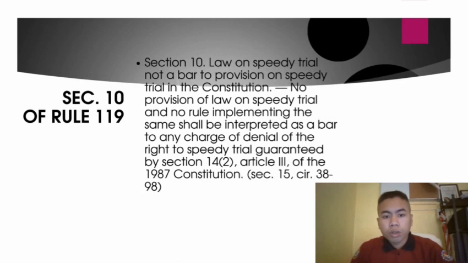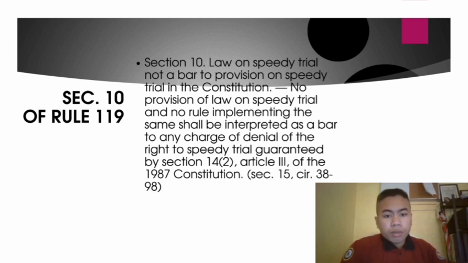No provision of law on speedy trial and no rule implementing the same shall be interpreted as a bar to any charge of denial of the right to speedy trial guaranteed by Section 14, Paragraph 2 of Article 3 of the 1987 Constitution. So, what is really meant by this Section 10 of Rule 119? This means that the law on speedy trial and its implementing rules cannot be used as a defense against a charge of denial of the right to speedy trial as protected by the Constitution.